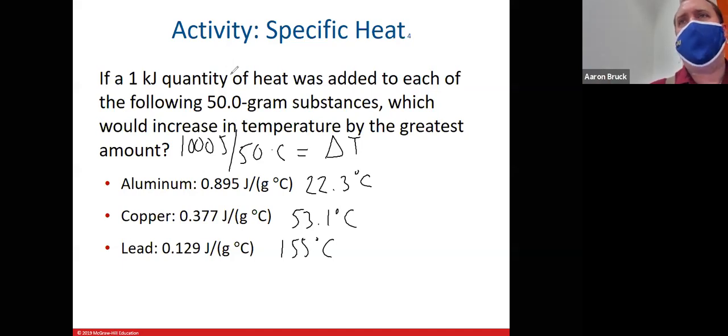Adria, question? Well, I was going to guess lead because it has the greatest mass. Okay, that actually doesn't have as much to do with it as you think. It really does come down to specific heat. There's really not a trend that exists that relates molar mass and specific heat to each other.